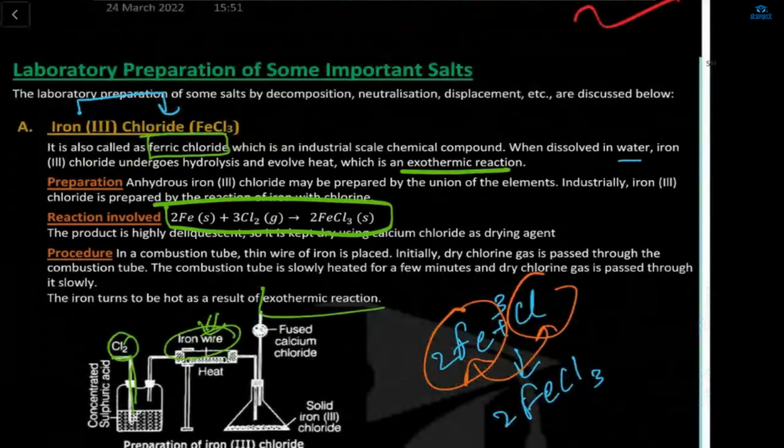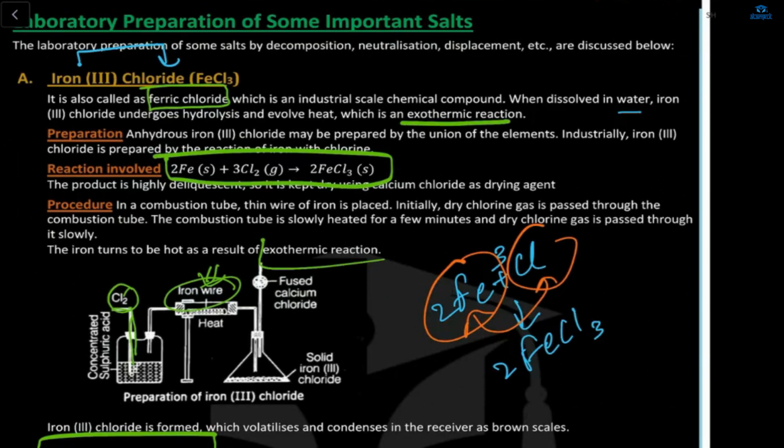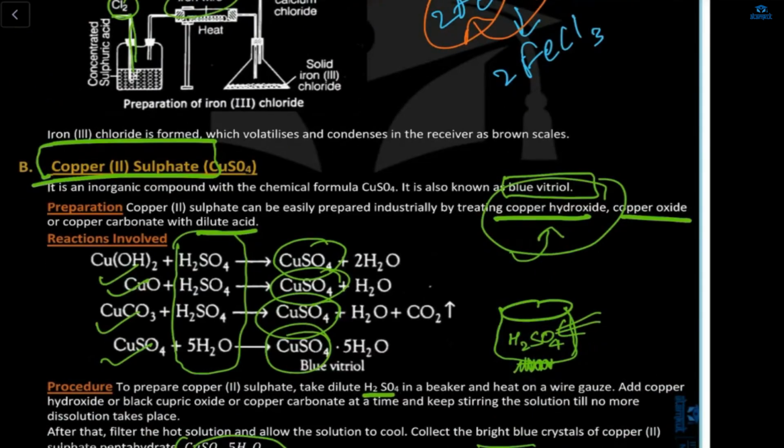So quickly we will revise what is iron chloride. It is also known as ferric chloride, which is dissolved in water and iron, which will go into hydrolysis. And this whole process is known as an exothermic reaction. How to prepare this? We have to combine iron and chlorine to form iron chloride. What is the procedure? We have to pass dry chlorine gas into a combustion tube. The combustion tube is slowly heated for a few minutes, and then dry chlorine gas is passed through very slowly, and this whole process is known as the exothermic reaction.